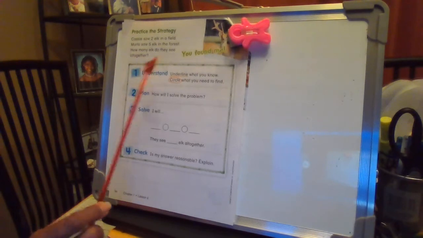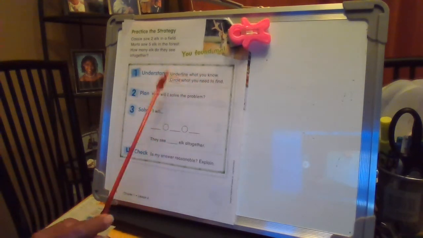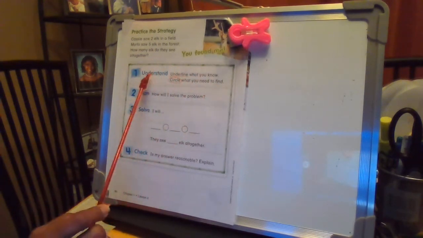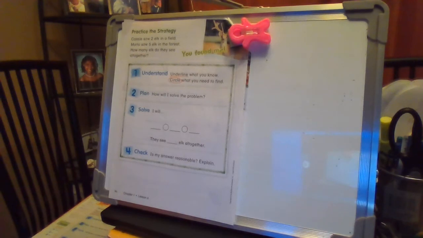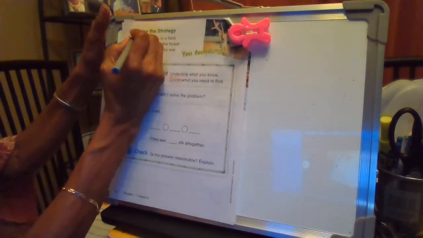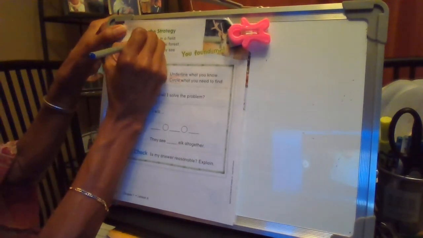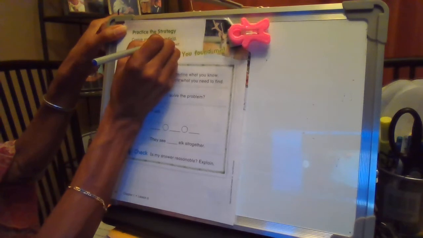So step 1, underline what you know, circle what you need to find. So that's what we have to do now. We got to get an understanding of what we just read. So what do I know? I know that Casey saw 2 elk in the field. So you take your pencil and you're going to underline that sentence.